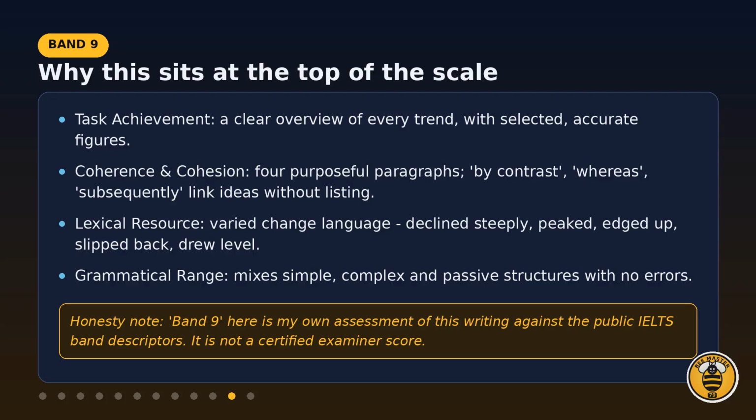One honest note, and it is on the screen. Band 9. Here is my own assessment of this writing against the public band descriptors. It is not a certified examiner score.